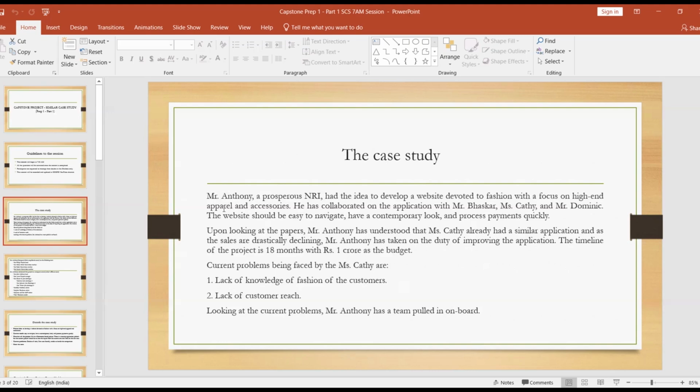In this particular case study, Mr. Anthony, a prosperous NRI, had the idea to develop a website devoted to fashion with a focus on high-end apparel and accessories. He has collaborated on the application with Mr. Bhaskar, Mr. Kathy, and Mr. Dominic. The website should be easy to navigate, have a contemporary look, and process payments quickly. Upon looking at the papers, Mr. Anthony has understood that Mr. Kathy already had a similar application, and as the sales are drastically declining, Mr. Anthony has taken on the duty of improving the application. The timeline of the project is 18 months, which is 1.5 years, with a budget of 1 crore.